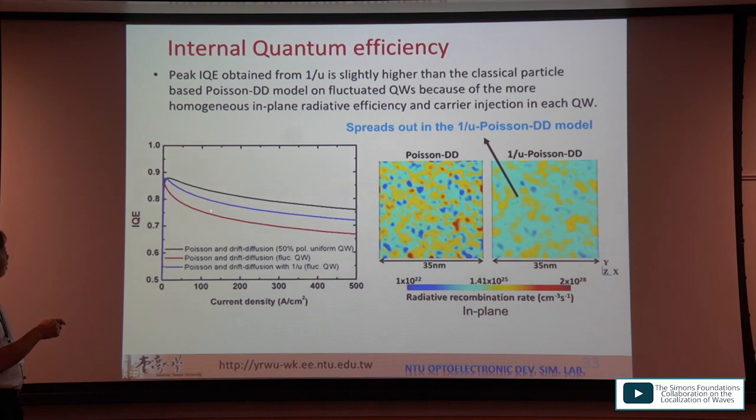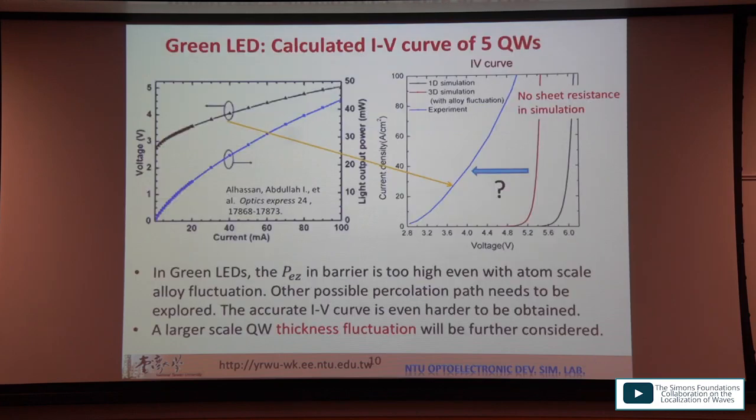So the carrier density is not so high. We consider 1/u, so the droop is in between. That is, you enhance the localization, which enhances the droop effect, but it's not as strong as the old model we did without considering the quantum effect. So that's a difference.